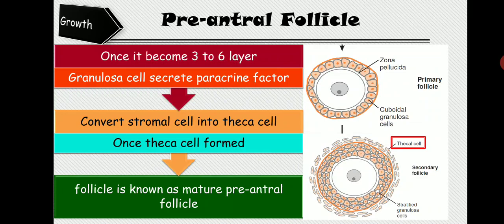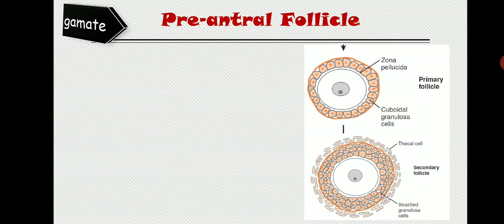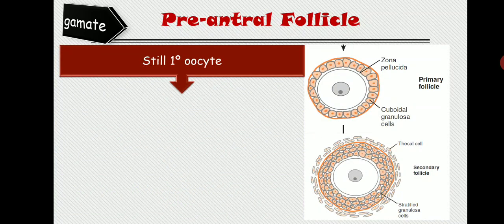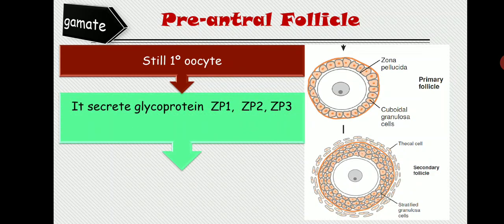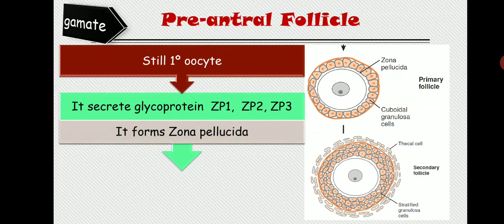Got it? Now let's discuss the state of gametes. What is the state of the germ cell? Still it is a primary oocyte that is arrested in prophase 1 of meiosis 1. The difference is that now it starts secreting the glycoproteins ZP1, ZP2 and ZP3. That glycoprotein will eventually make the zona pellucida.